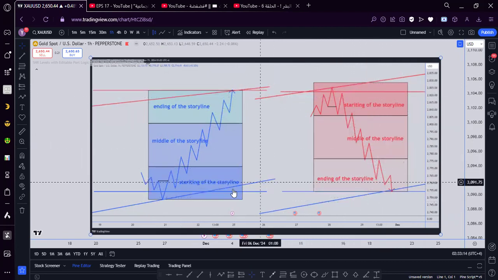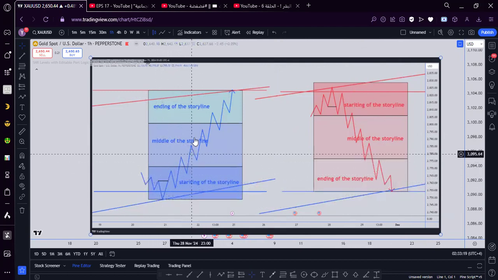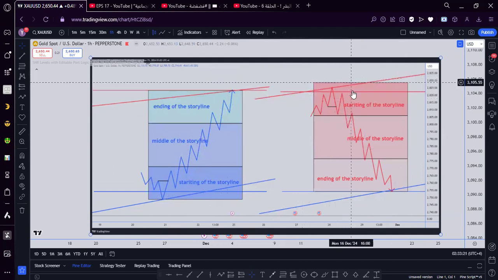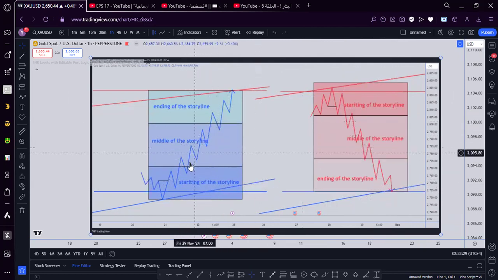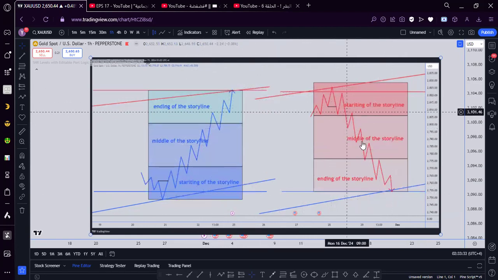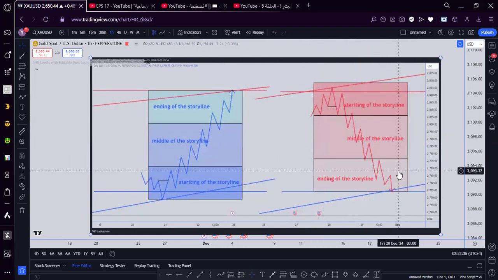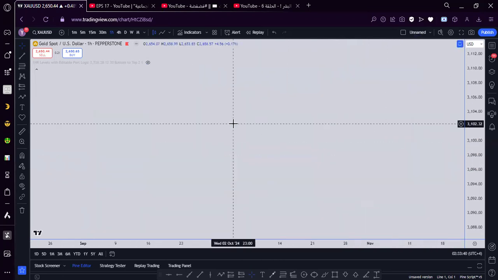Based on what? Based on the bullish KM pattern that started the bullish storyline and the bearish KM pattern that started the bearish storyline. What I mean by the storyline is the bullish classic or the bullish advanced storyline, the same with the bearish classic and the bearish advanced storyline, right? So let's get started.